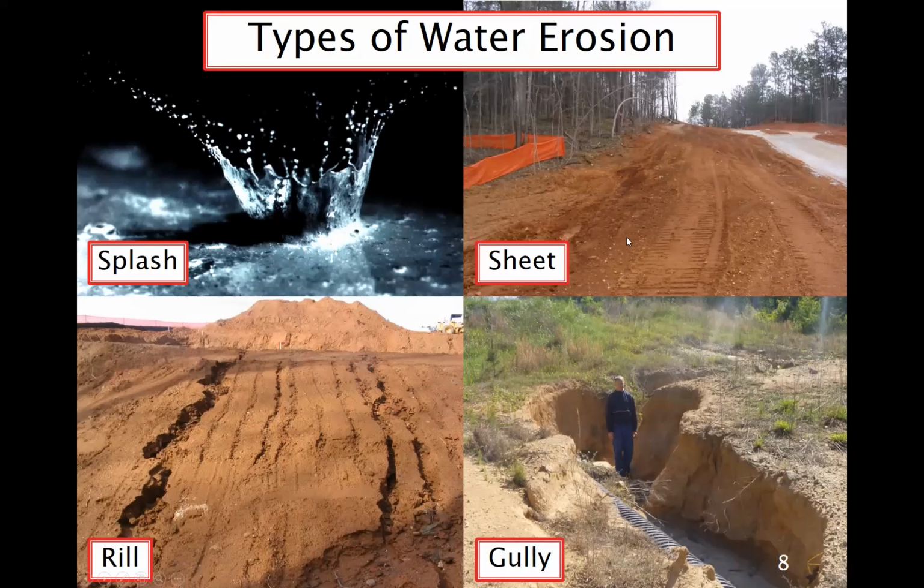We still get a little bit of soil moving. I'm talking very, very little. So a ton per acre per year type thing. So very small amounts. But if we can stop that, then we can slow down or stop the rills. And if we slow down and stop the rills, we can slow down and stop the gully.